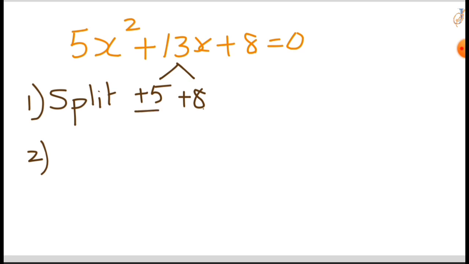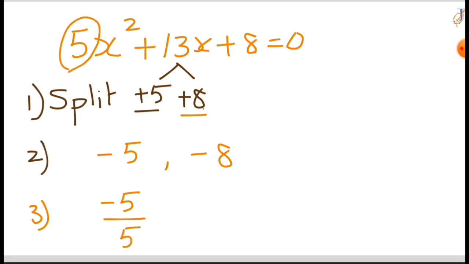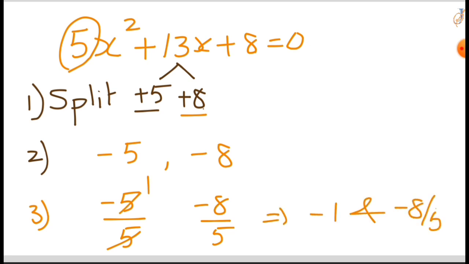Here we have plus 5, you need to change it to minus 5. And here we have plus 8, so change it to minus 8. And the third step is to divide this minus 5 by the x² coefficient. For x², the coefficient is 5, so we need to divide by 5. So after cancelling, you will get -1 and -8/5.